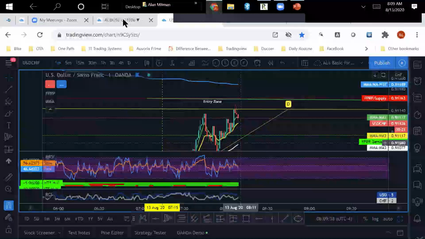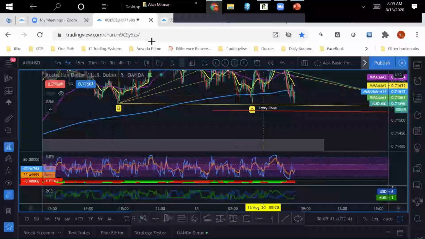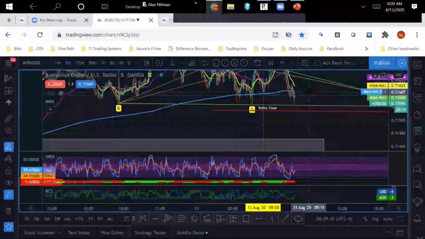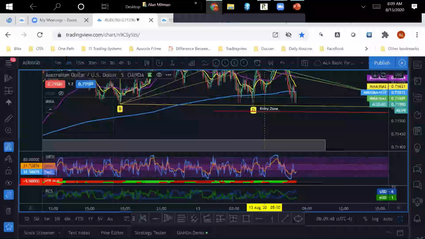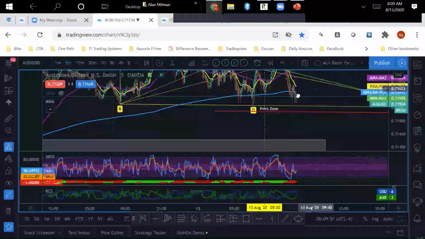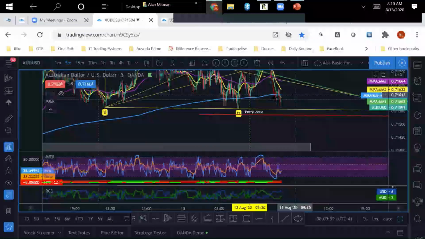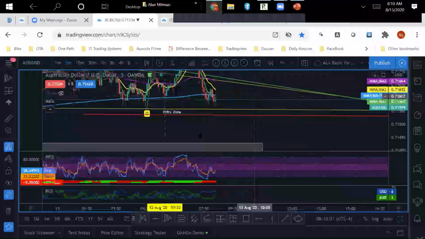Let's take a look at our Aussie, see how that's doing. That's still trying to break out of the bottom. This is on a 5-minute chart. All the moving averages are in the right direction. Again, it's still back in the wedge. Still no trade yet for that.